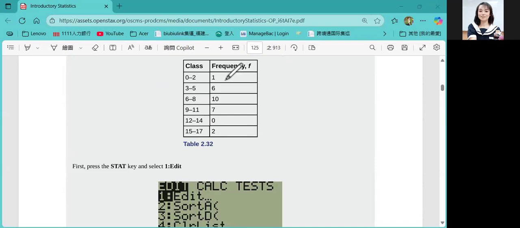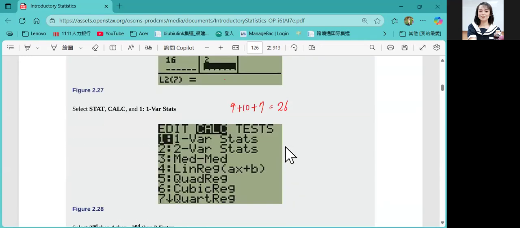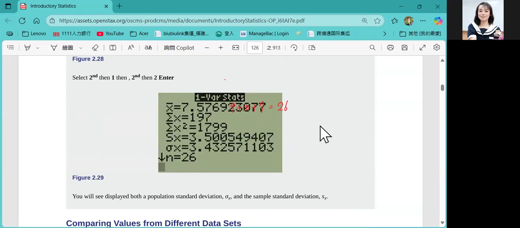I think the 7 at the 7. Let me check. 9 at the 10 at the 7. 26. Yes, it's 26. So if you add them all, 26 divided by... 1 divided by 26, it will be 7.95.